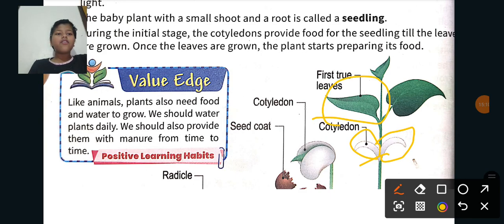And these are the leaves. In the initial stages, we might think that these things are its leaves, but these are the true leaves of a plant.